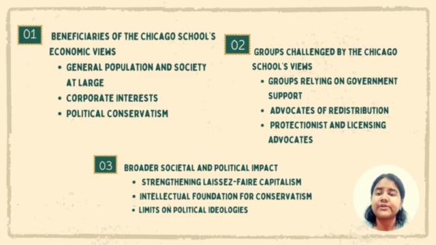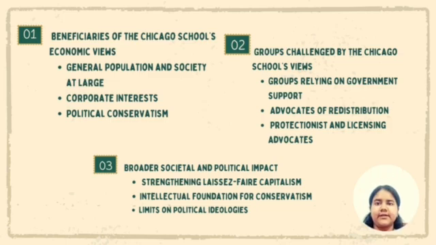Next, it also affects political conservatism. The Chicago School played a crucial role in providing intellectual support to political conservatism, particularly in the United States post-World War II. Economists like Milton Friedman and George Stigler championed ideas that aligned with conservative principles such as limited government, free enterprise, and reduced taxation, helping to shape policy agendas.